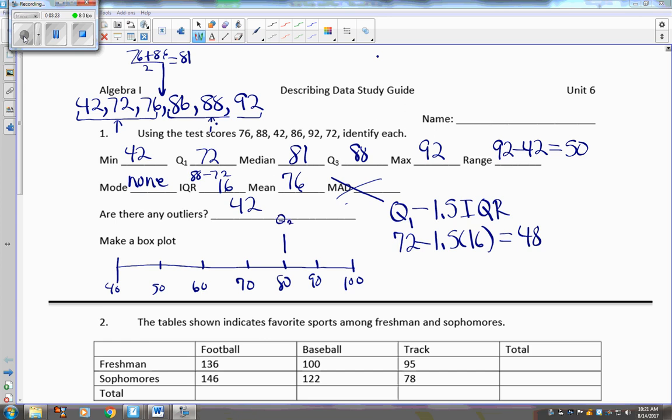My lower quartile range is 72, which is a little more than 70. That's my Q1. And my upper quartile, which is Q3, is 88. That's close to 90. And I'm going to label that Q3. I'm going to connect those. And now we're going to plot the minimum and the maximum. So 42, a little bit more than 40, and the maximum is 92, which is a little bit more than 90. And there's your box and whisker plot.